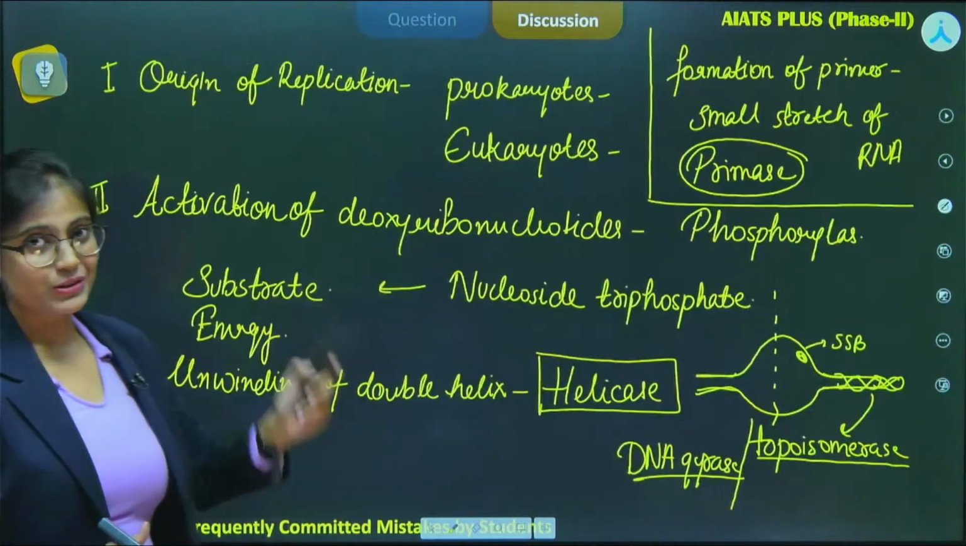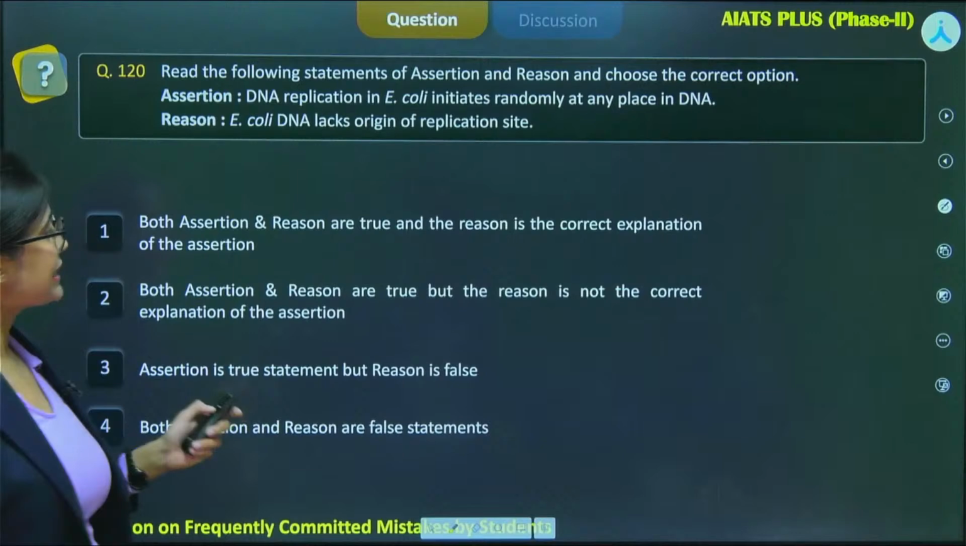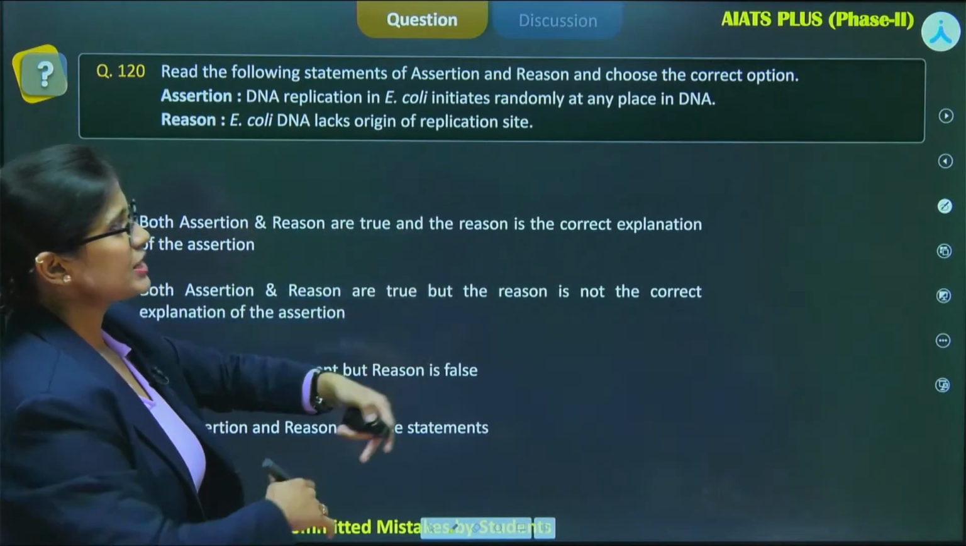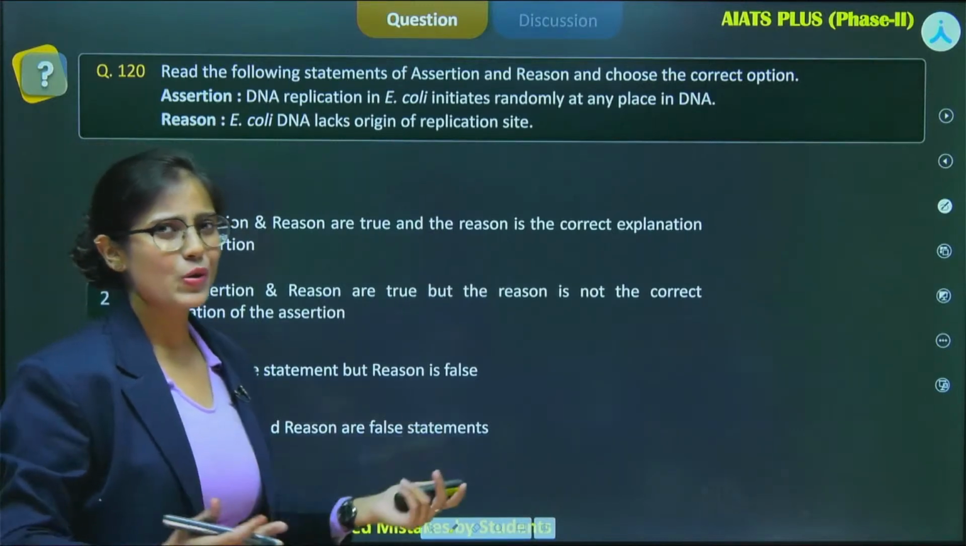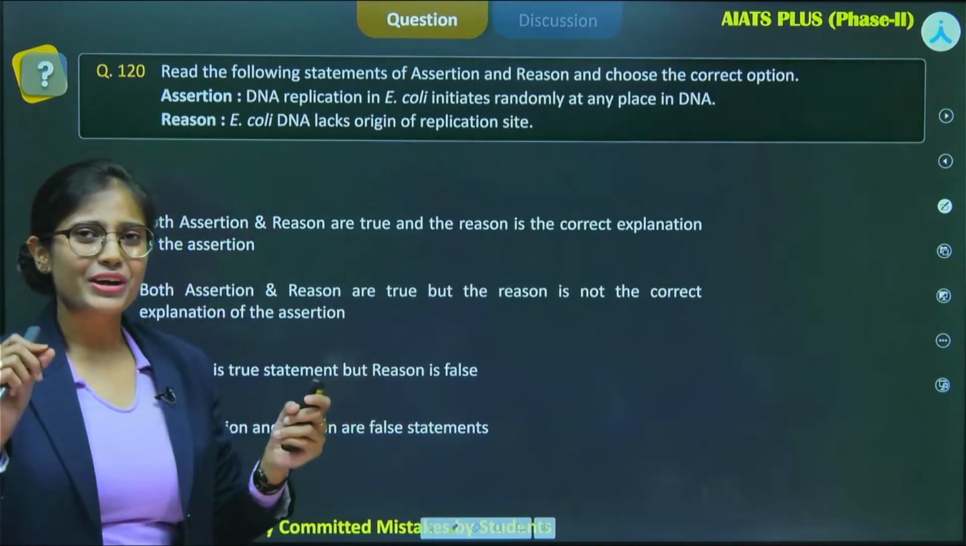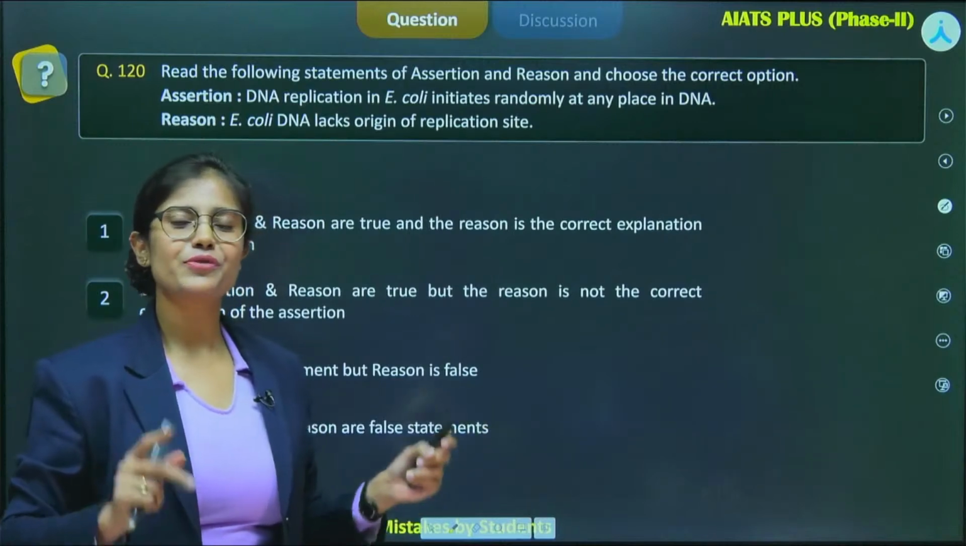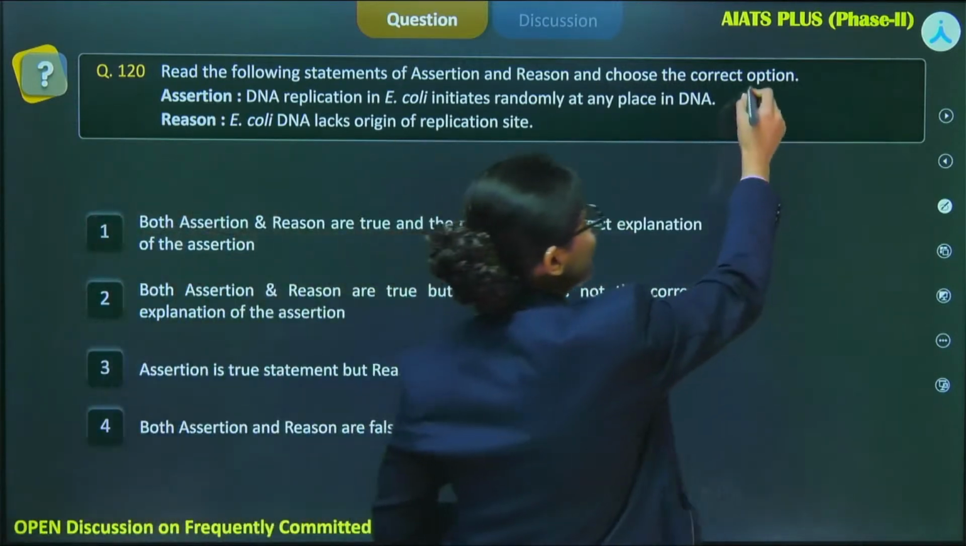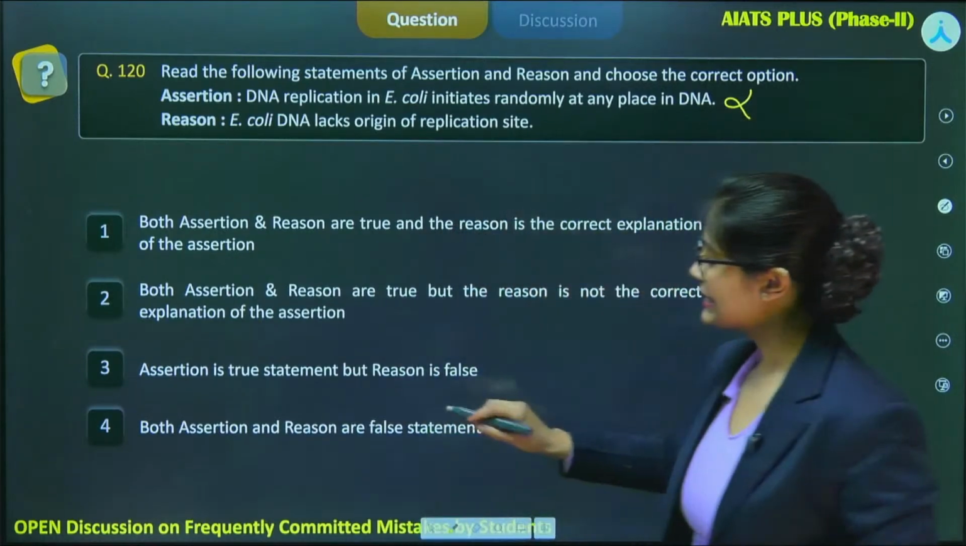Now let's get back to the question, which is an assertion reason. The first statement is DNA replication in E. coli initiates randomly at any place. So no, this is not true, because the origin of replication is required for initiation of replication. So the first statement is incorrect. So from this only I can hit the correct answer.